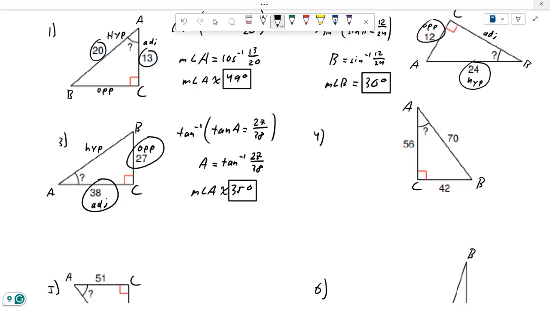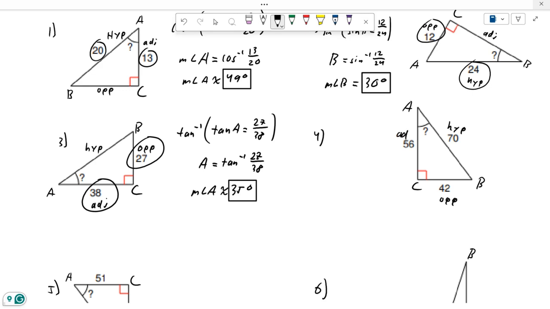With 4, we are not locked into using sine, cosine, or tangent. We can use any of them that we want. So let's go ahead and just label our triangle for number 4. 70 is the hypotenuse. It is across from the right angle. We also know it's the longest side. 42 is opposite my question mark, which in this case is angle A.